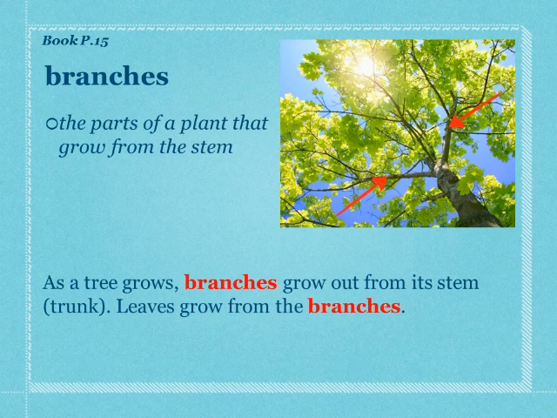Page 15. Branches. The parts of a plant that grow from the stem. As a tree grows, branches grow out from its stem, trunk. Leaves grow from the branches.